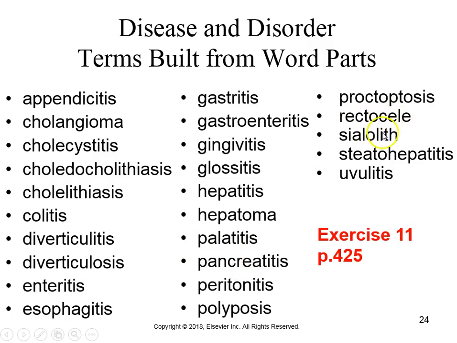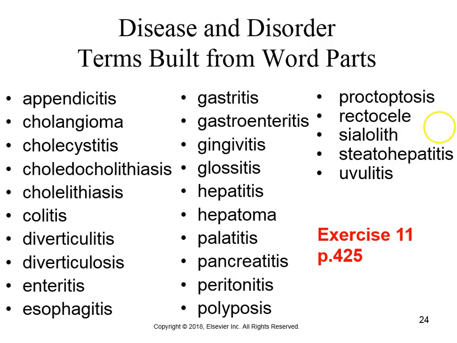Another thing to see here is -cele. If we remember, you might have learned this term. A -cele is a protrusion, so that's basically the same thing as a hernia. So a rectocele would be the same thing as a hernia, in this case of the rectum.